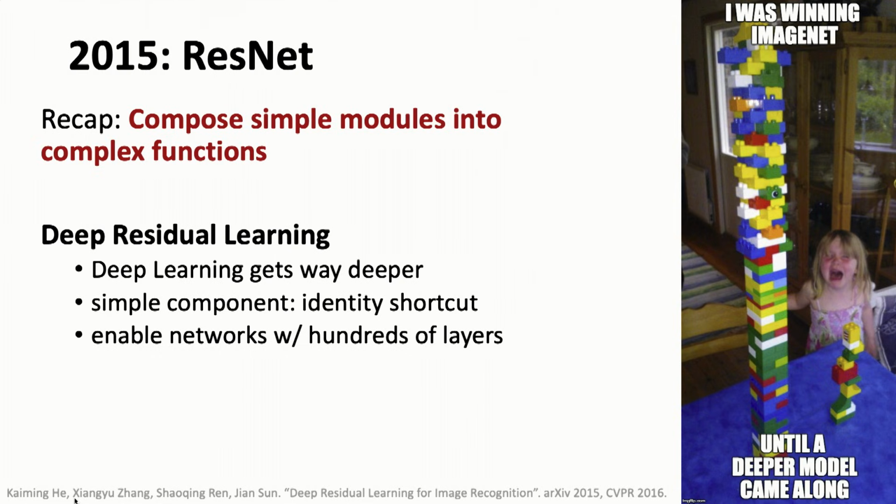In this work on residual learning, we demonstrated that deep neural network architectures can get way deeper than people might have imagined. Interestingly and surprisingly, this can be done by a very simple component, which is just an identity shortcut. Conceptually, it does almost nothing. However, the introduction of this simple component can enable neural networks with hundreds of layers to train from scratch and to achieve better accuracy. Next, I'm going to tell a little bit about the ResNet story.